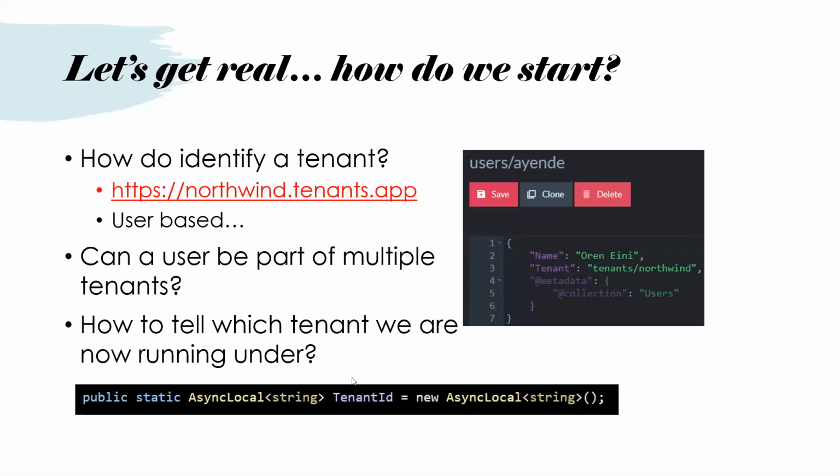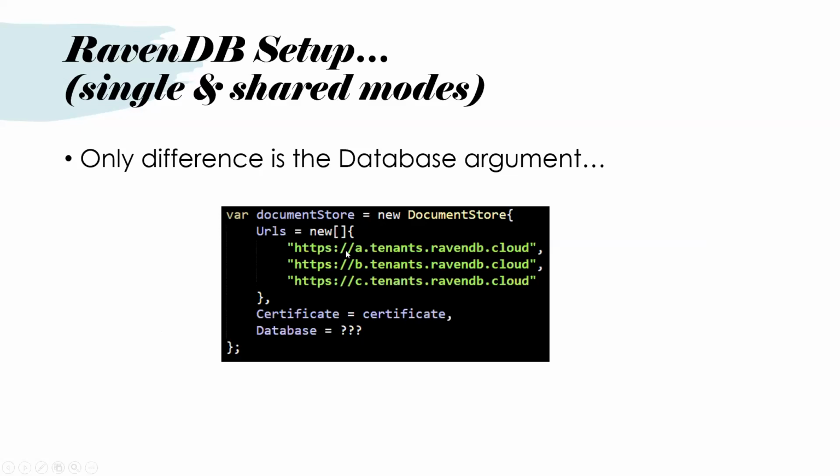Okay, so we have the notion of tenant ID. It's being set up somehow in your application. If you're doing this, it's obviously from the host name and so on. You know how to deal with that. Now, this is how you set up a RavenDB document store. This is the client API. You can see that here I have all of the 3 tenants. And the question is, what database should I be using? This is the same across single and shared nodes.